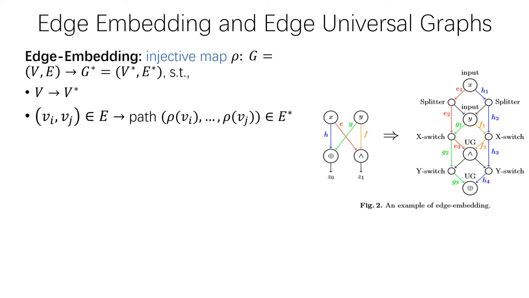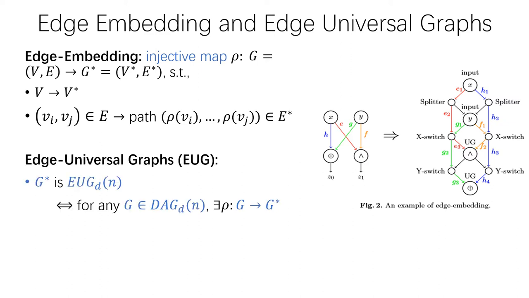Notice that there are two types of nodes in G star. The bigger ones, called the polar nodes, are mapped from a node in G, and the smaller ones have no pre-images in V. Such nodes can exist because the map is only an injection, not a bijection. G star is called an EUG if and only if any DAG of size n and fan-in fan-out d can be edge embedded into G star. We typically set the fan-out of the DAG to 1 or 2.